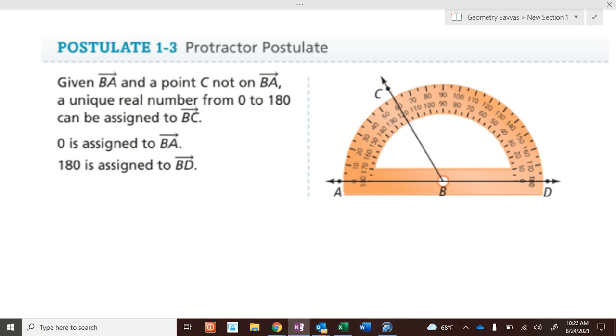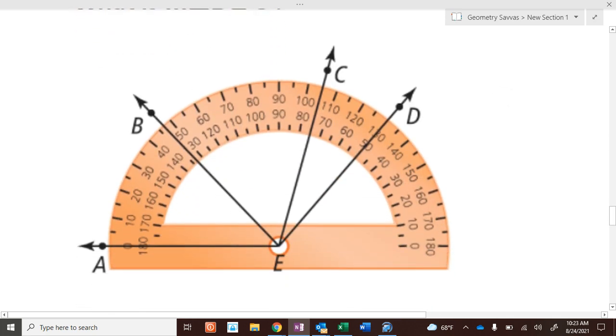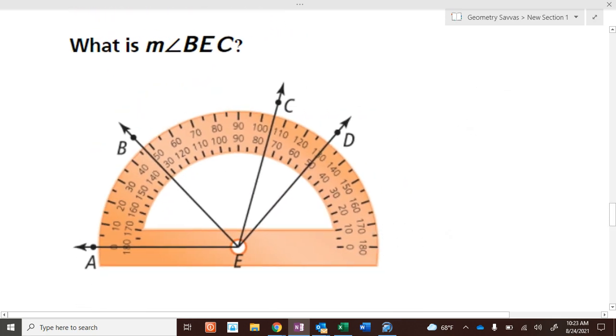So Aiden, how big is angle ABC? 60 degrees for angle ABC. And then, Olivia, how big is CBD? 120 degrees. All right. So, we need to figure out what BEC is.